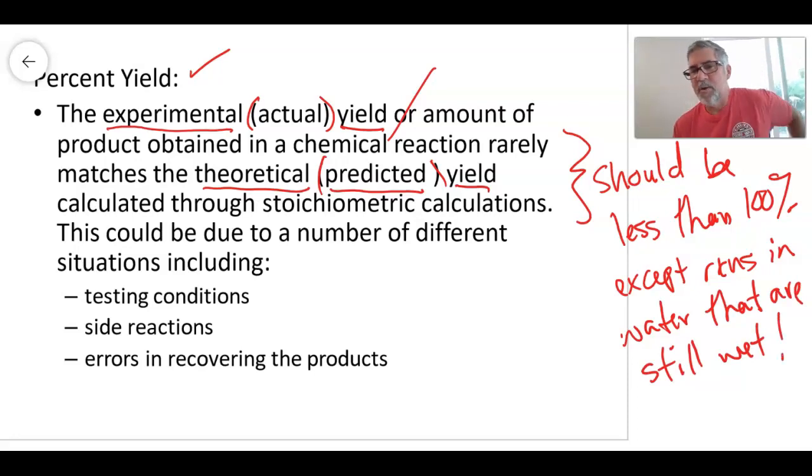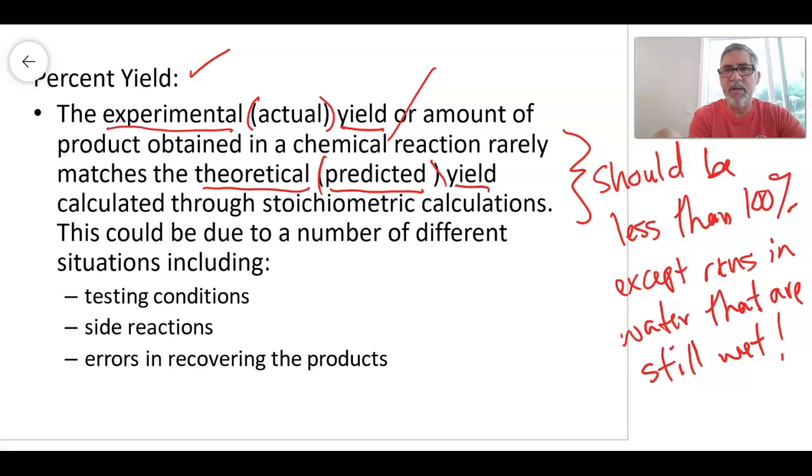except reactions that are in water that are still wet. Sometimes we do aqueous reactions, and we have to dry them out and look at our actual yield, but sometimes we don't get them all the way dry and they still have water attached, and that can affect your values as well. It's something you need to know because it'll show up on a test.